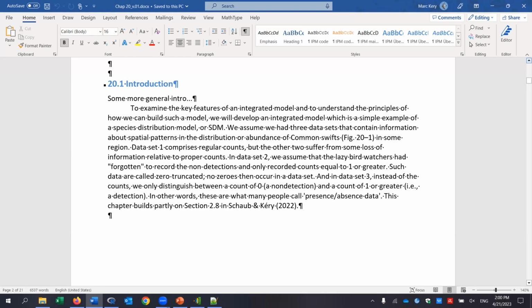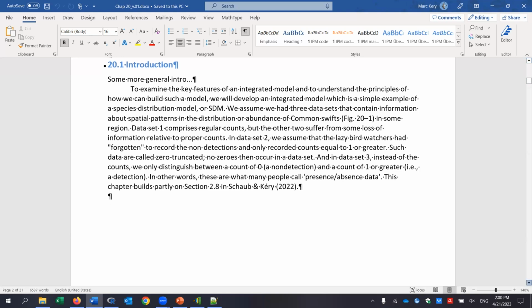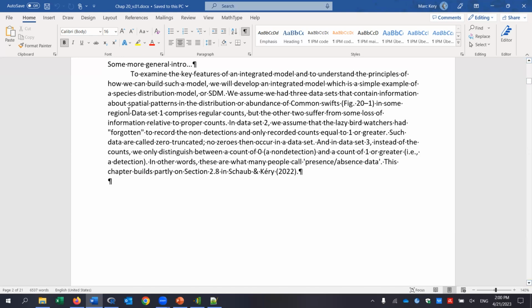Okay, so the setting is that we're going to simulate 3 data sets, which we claim are from Swifts, and we have counts at a number of sites, and we have 3 different versions of counts. First we have regular counts, and then we have 2 versions of counts which have some sort of degrading of the original information.